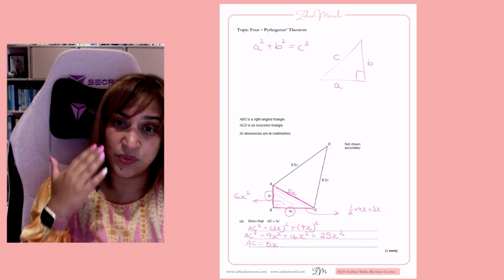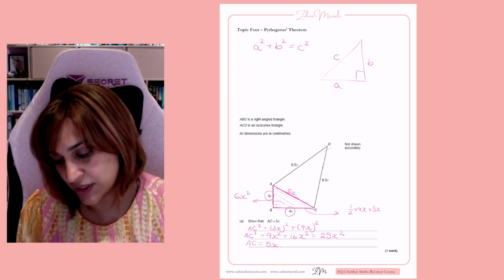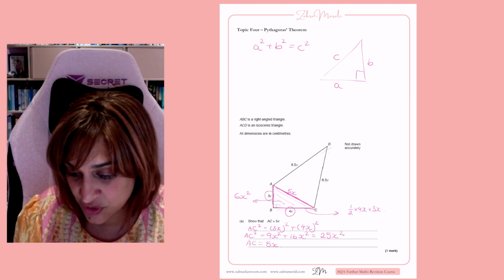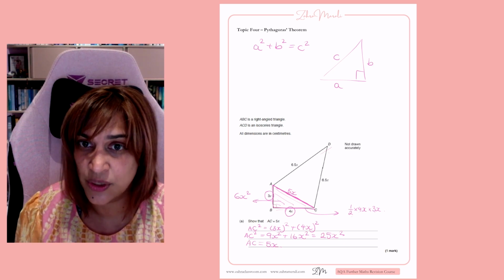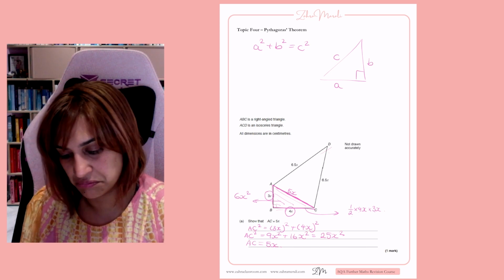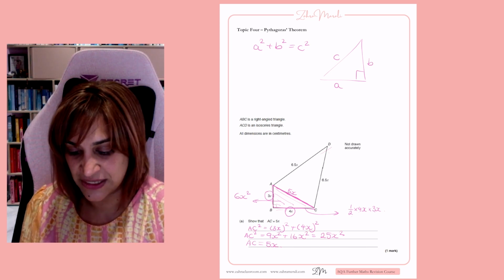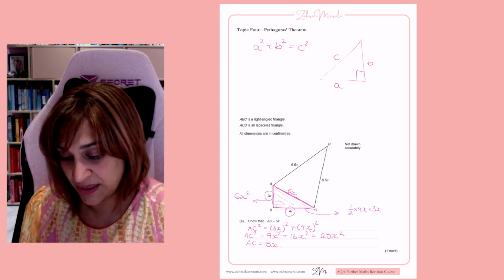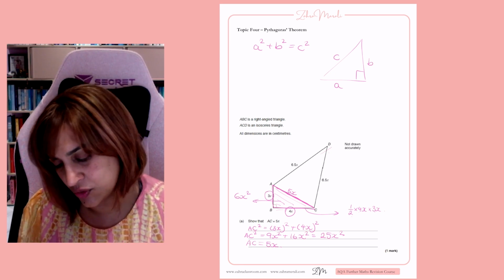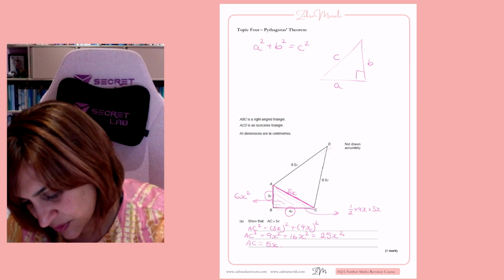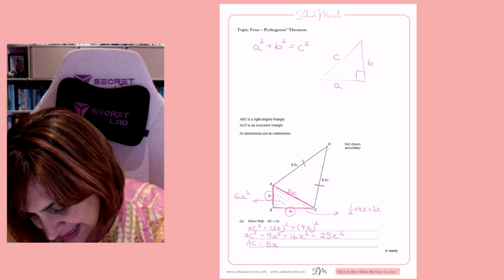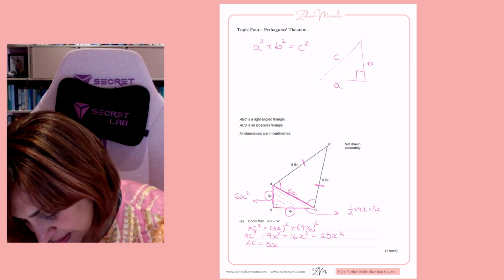And then we've got this other triangle at the top. Now, in order to do anything with this triangle, we're going to need to find an angle somewhere. So what do we know? We're told that ACD is isosceles. So we know that the base angles here are going to be the same.